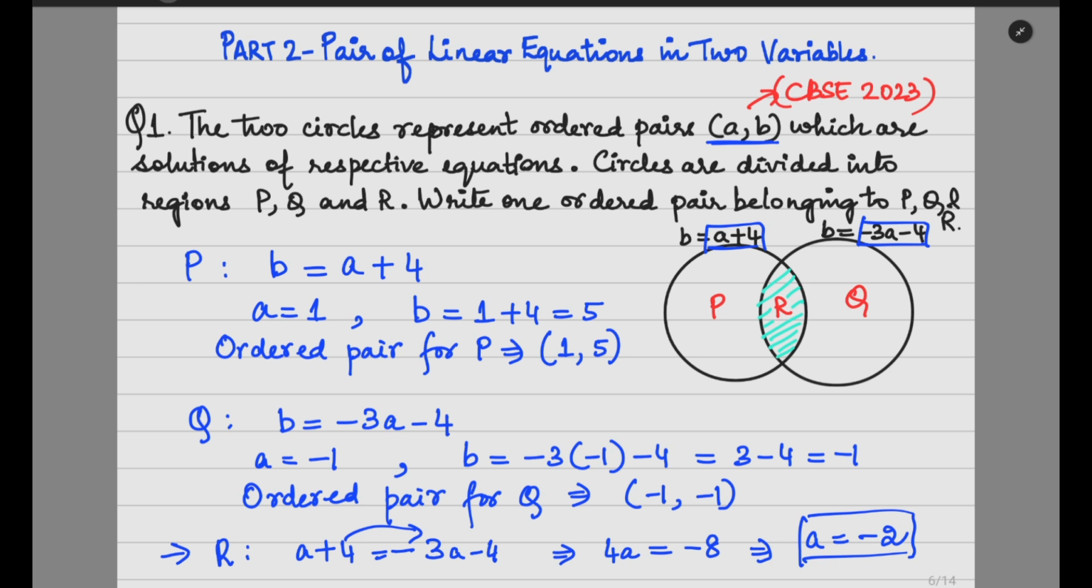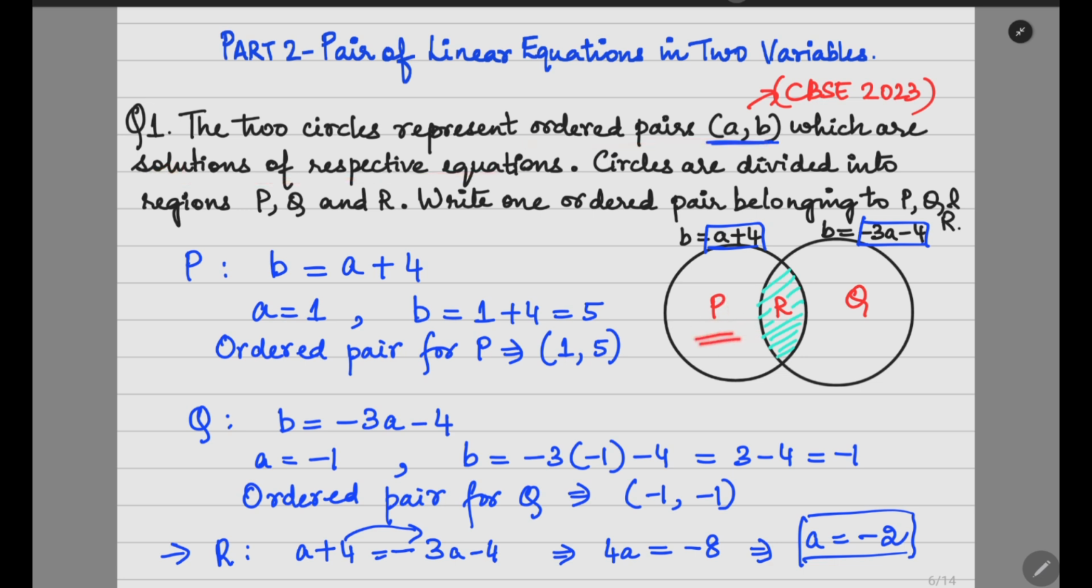So in order to solve this question, what is it that you needed to know? The very first thing is you needed to understand the question. You have to understand what is asked. You are given two circles, and they represent a specific ordered pair, which is A comma B, which are solutions of the respective equations.